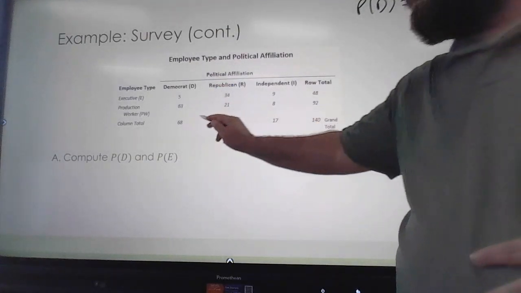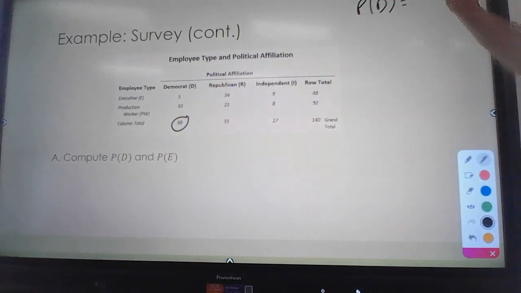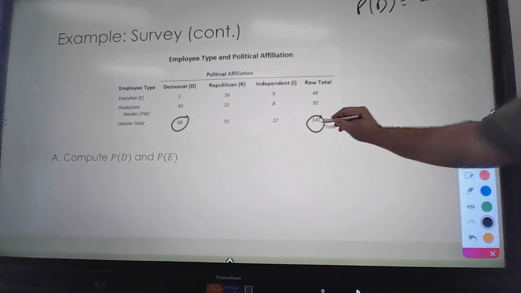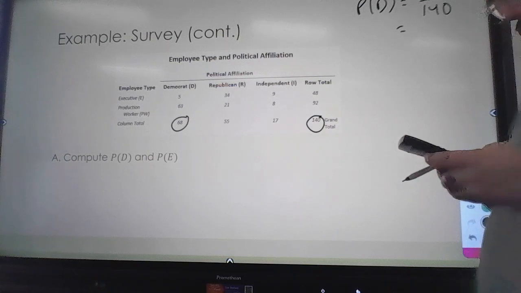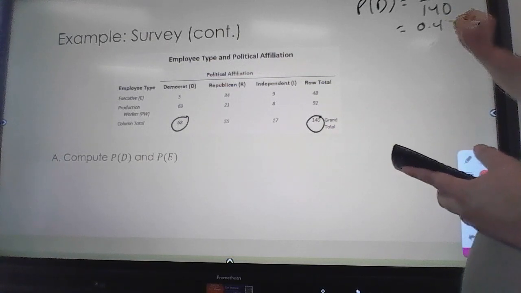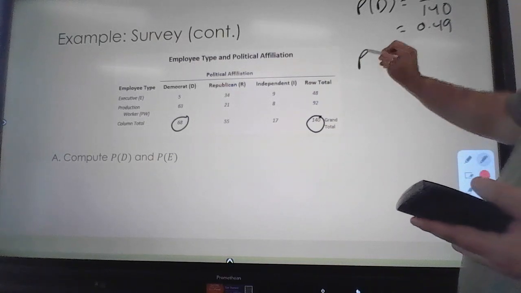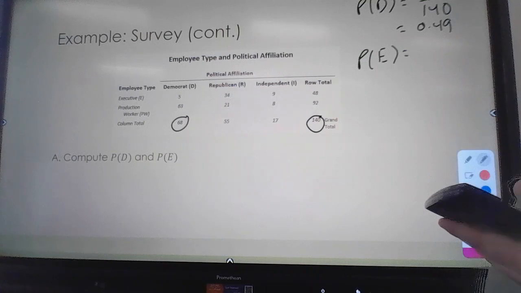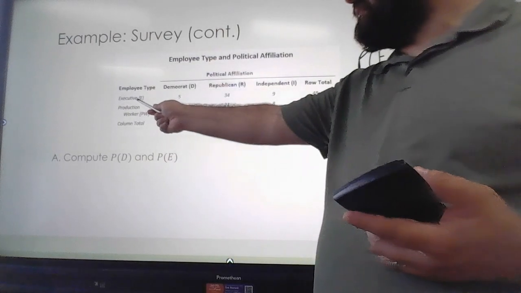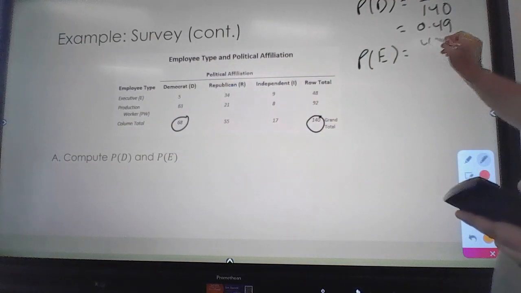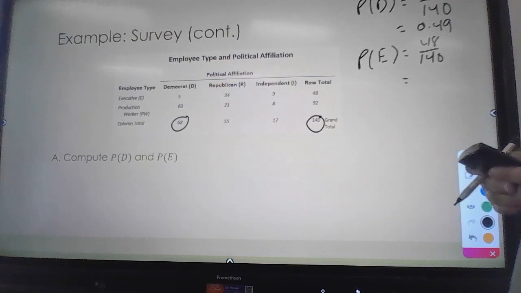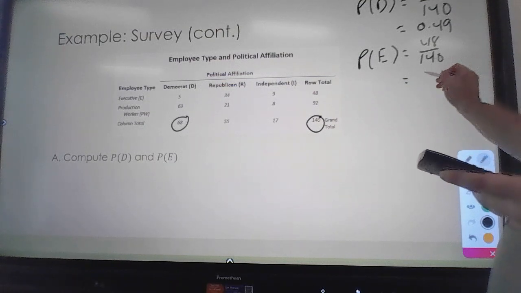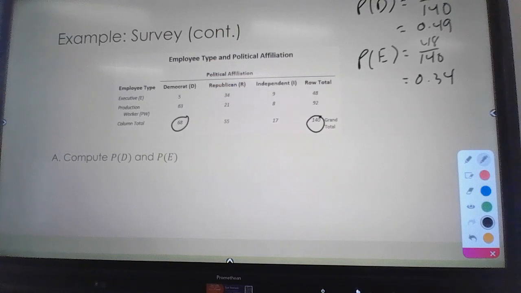So the probability that I choose a Democrat at random. How many Democrats do I have? Here, that's this total at the bottom, 68. Out of how many people? Grand total of 140. So 68 divided by 140 is about 0.49. Now, if I want to find the probability that someone is an executive, how many executives do I have? If I look at this total, it's 48. So that's 48 out of 140, which is about 0.34. Those are two separate probabilities that I found.